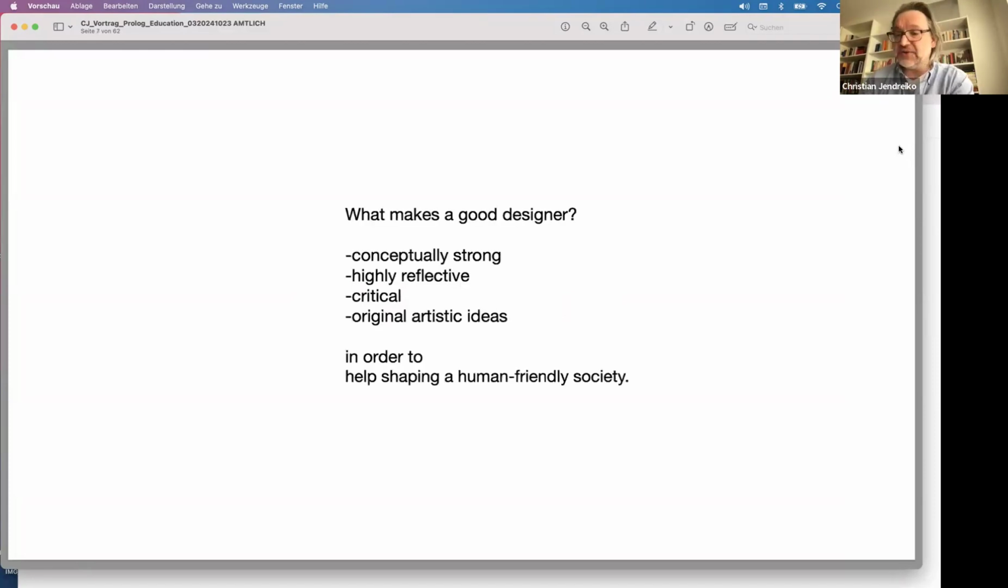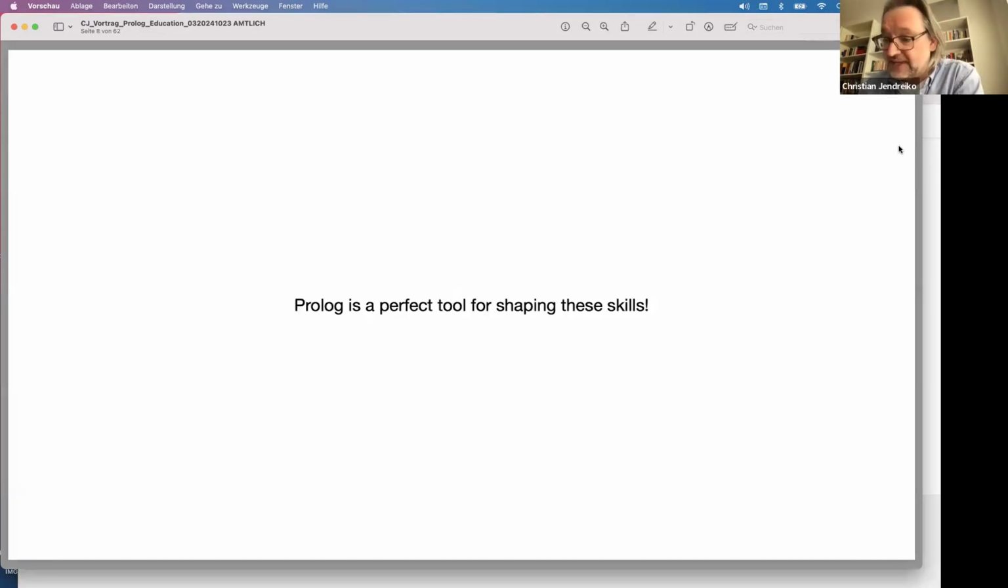So what makes a good designer? Designers should be conceptually strong, highly reflective, critical, and they have to be able to develop original artistic ideas in order to help shaping a human-friendly society. And I think Prolog is a perfect tool for shaping these skills. Why? There are three main reasons that I want to point out here in part one of my talk.